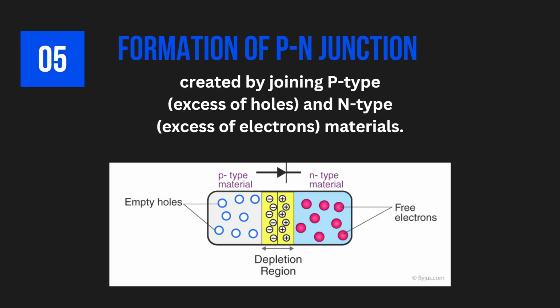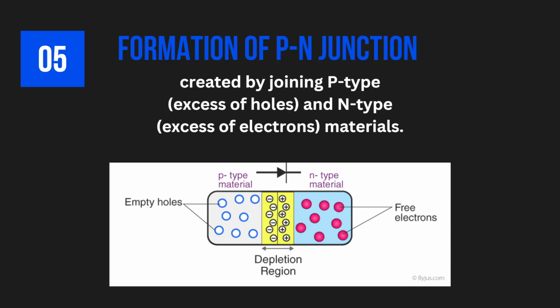So what is the formation of the p-n junction? As we move forward, we will discuss the formation of p-n junctions. P-n junctions are crucial semiconductor structures created by joining p-type, meaning excess of holes, and n-type material, and this is why it's called a p-n junction, because two types are joined together. The first one is the p-type material, which has an excess of holes, and the n-type material has an excess of electrons. When we combine these materials together, it forms the p-n junction.